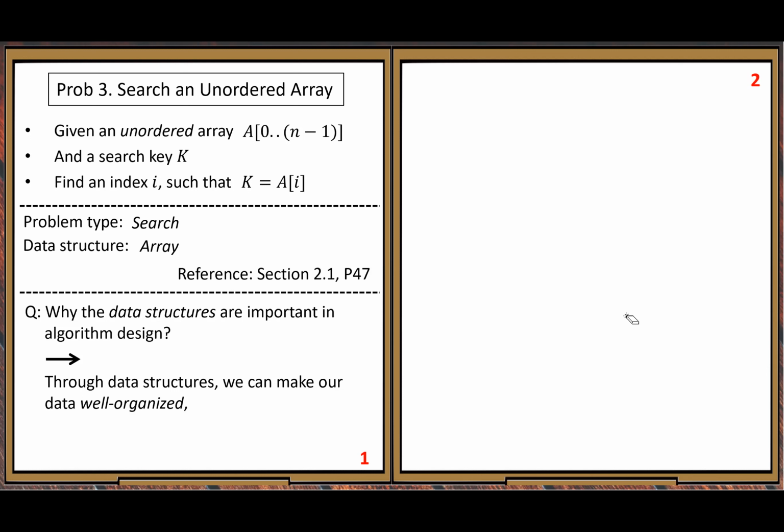Okay? All right. But for this question, actually, we do not pay any effort to organize our data. We just take the data given. Then we solve the problem immediately. We do not organize the data. But all right, through data structures, our algorithms can take advantage of the structures.